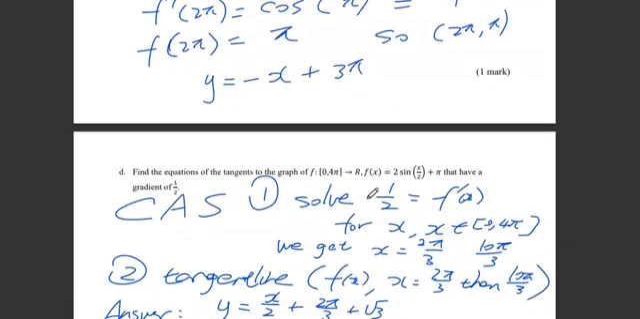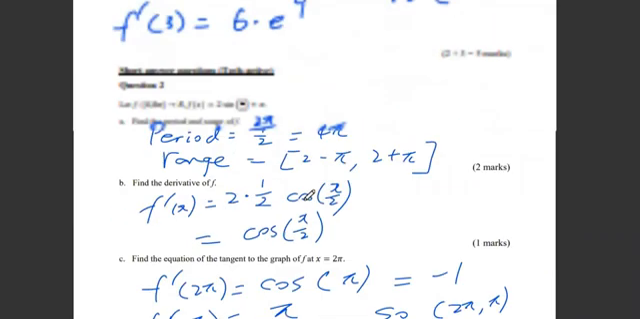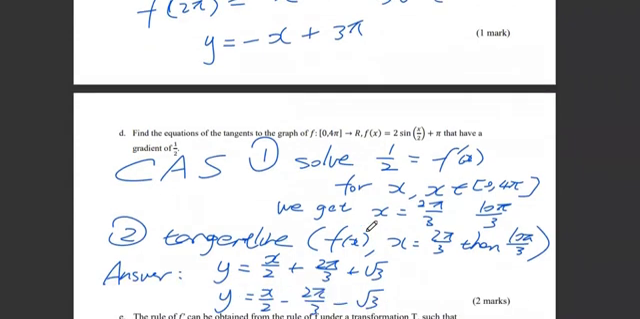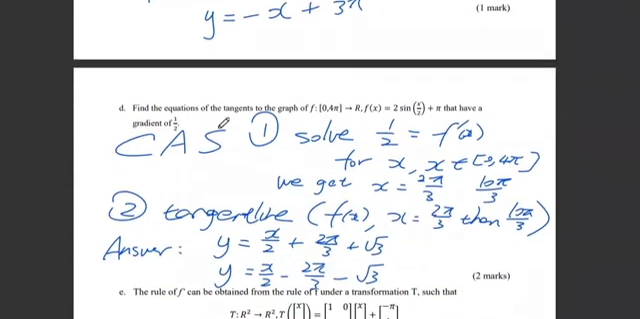The next question, we'll solve it with CAS instead, because this is tech active. We don't need to do it by hand. So the first step we'll do on CAS is to solve a half is equal to f dash of x, right? Because we have f of x, this we just get dy dx on CAS. So we solve a half equals f dash of x for x, where x ranges from 0 to 4 pi inclusive. And then from that, we'll get x equals 2 pi on 3 and 10 pi on 3.